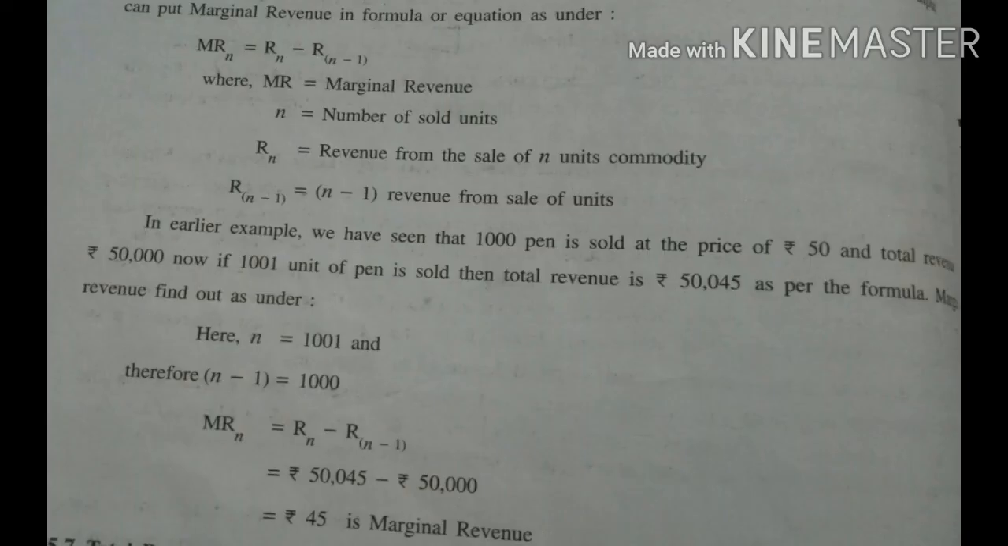Marginal revenue. The change in total revenue which results from the sale of one more unit of a commodity is called the marginal revenue. So, you can see the formula MR_n is equal to TR_n minus TR_n-1. As we did before, the same formula is applicable over here for marginal revenue, and you can see the example also.